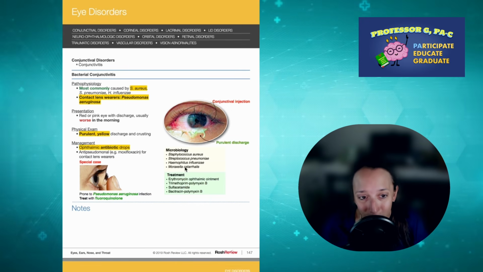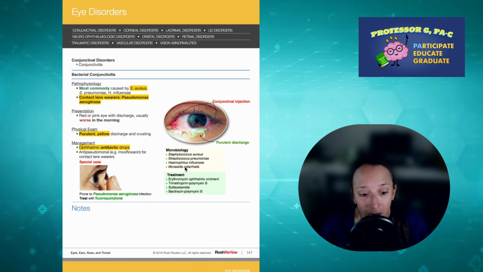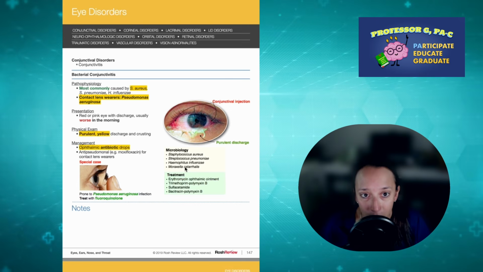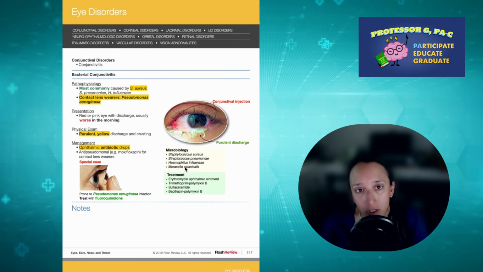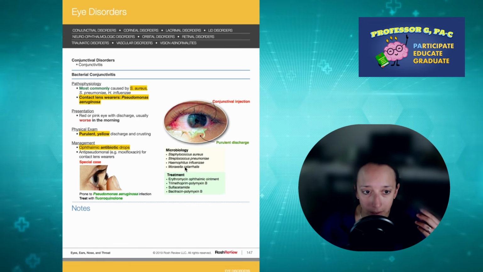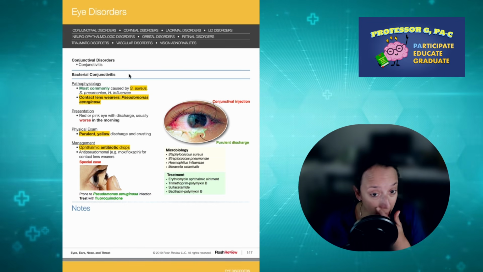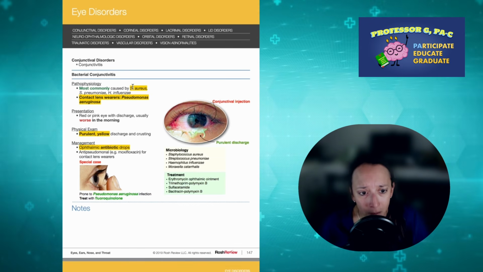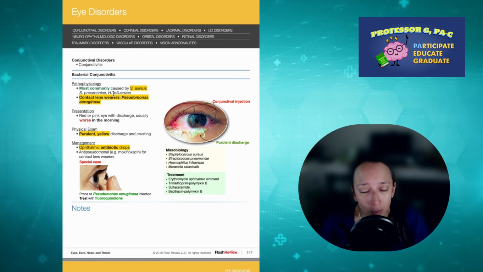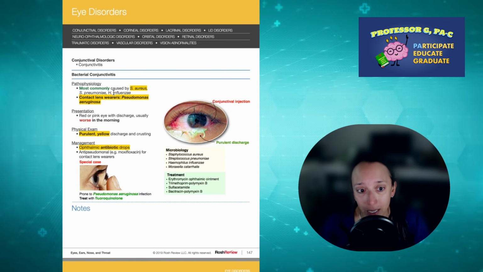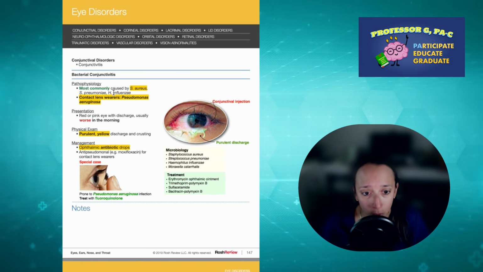We have conjunctival disorders, and first off is bacterial conjunctivitis. Now, we need to be able to differentiate between bacterial conjunctivitis, viral conjunctivitis, and allergic conjunctivitis. Bacterial is most commonly caused by Staph aureus. However, it can be caused by other things like strep pneumo and H flu. We can see Pseudomonas type in contact lens wear, so that's really important.